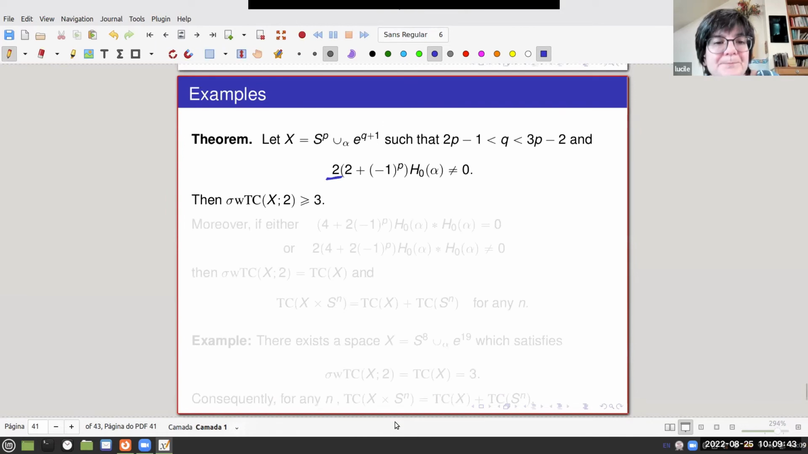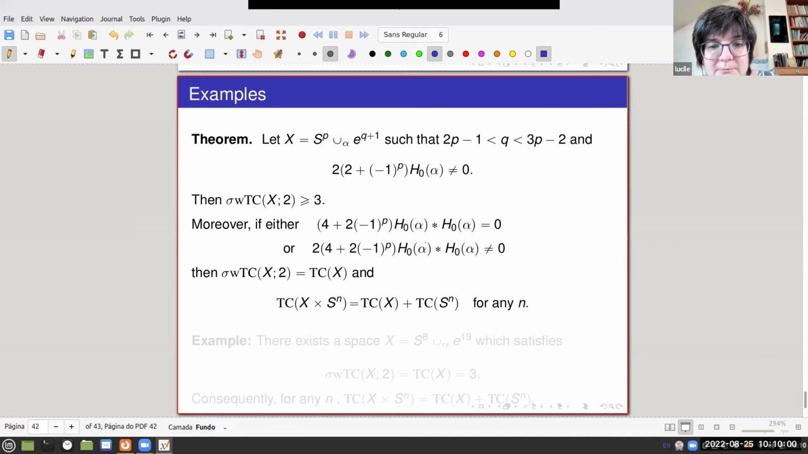Okay, so I come back here. So in this case, we will have that sigma weak TC is greater than or equal to three, and then also the weak TC will be greater than or equal to three. Okay, and now, here this is the square of the Hopf invariant, multiplied by this number, 4 plus 2 times minus 1 to the p. So if this is 0, or 2 times that is not 0, then we can conclude that our invariant is equal to TC, and then we will have the equality for any n.